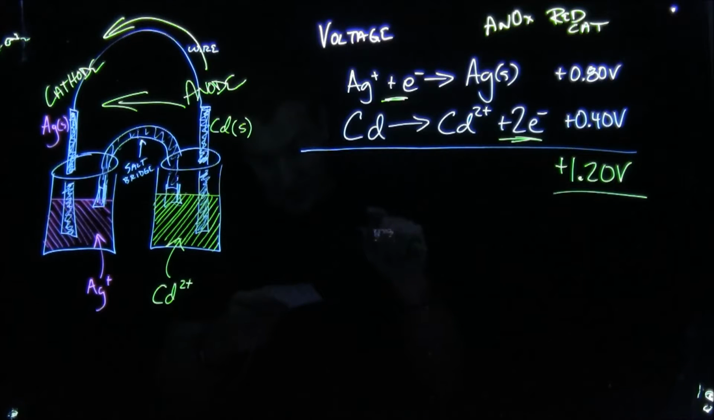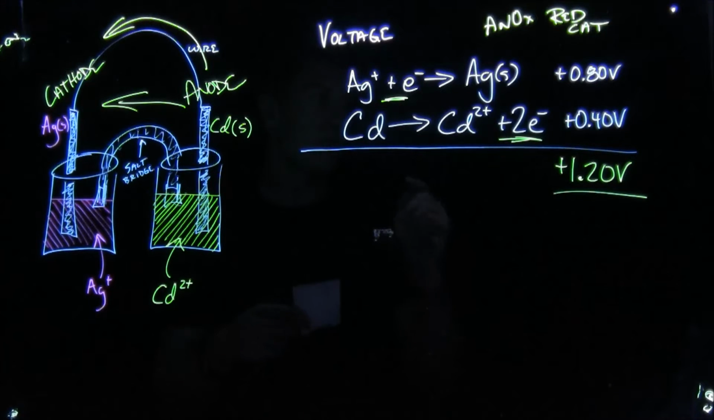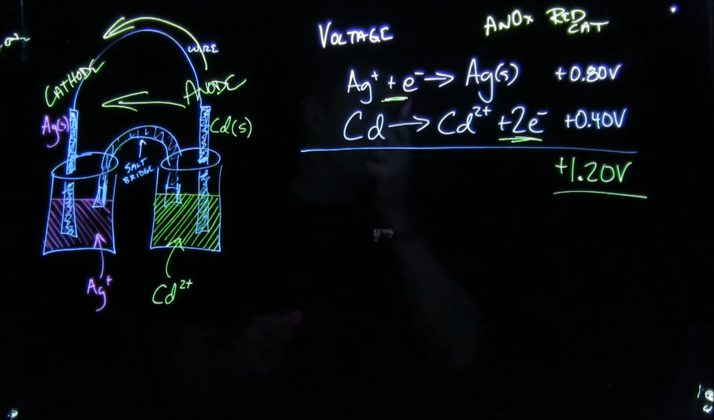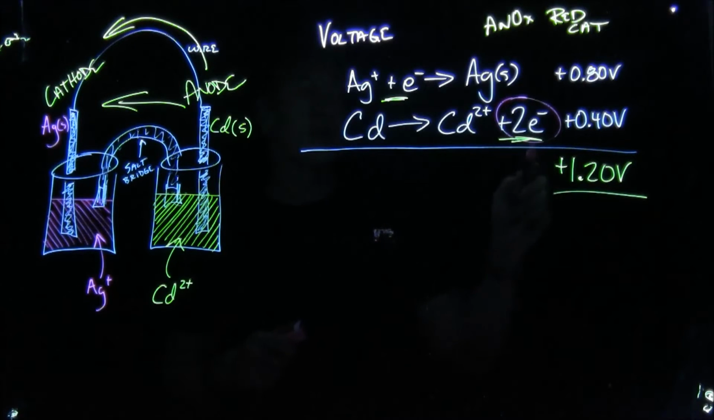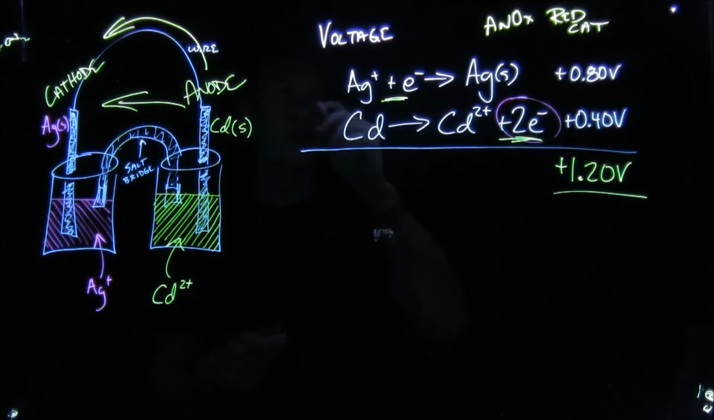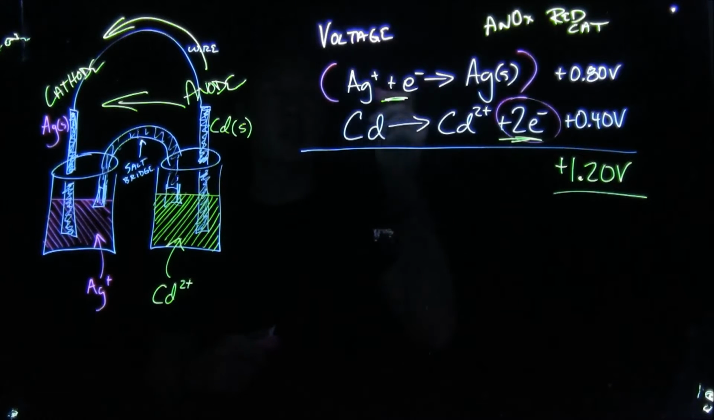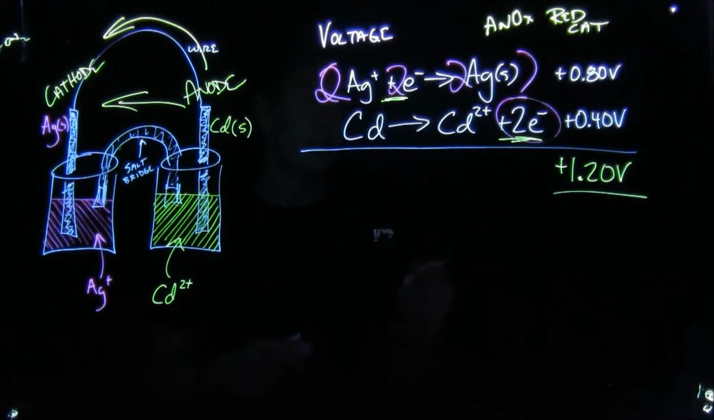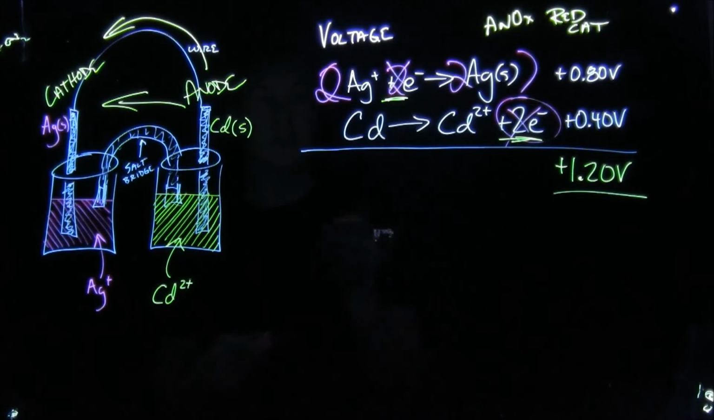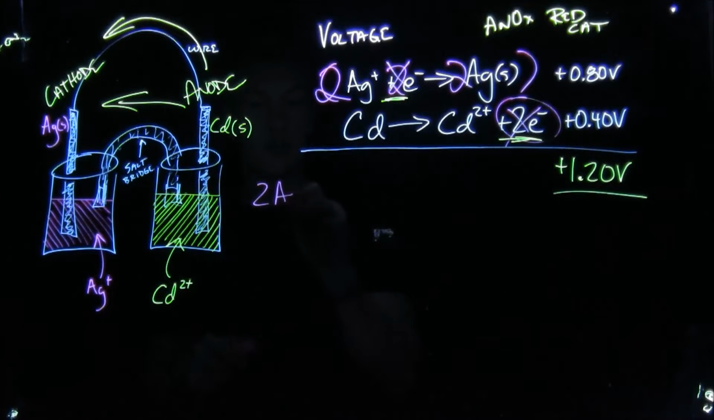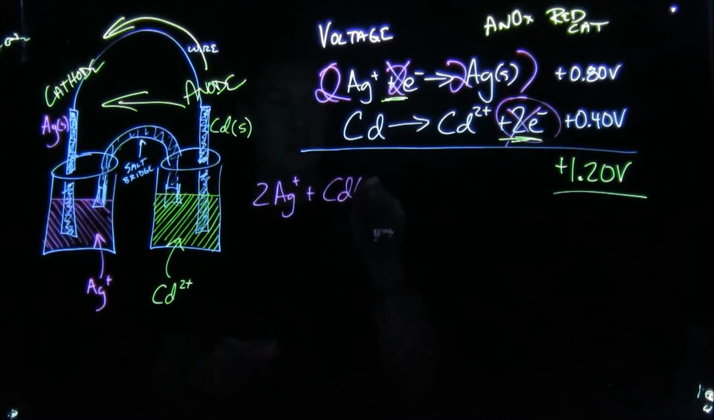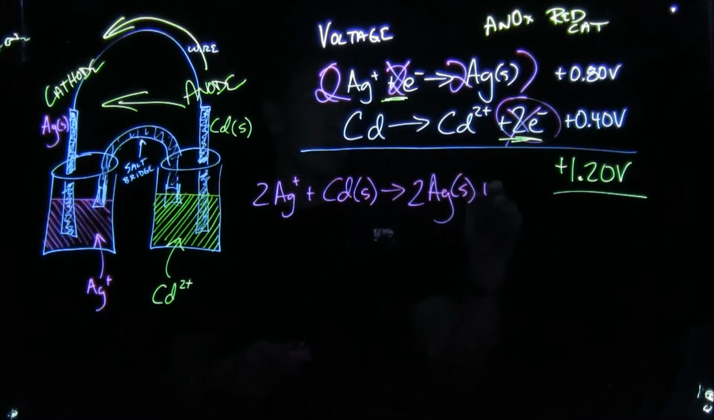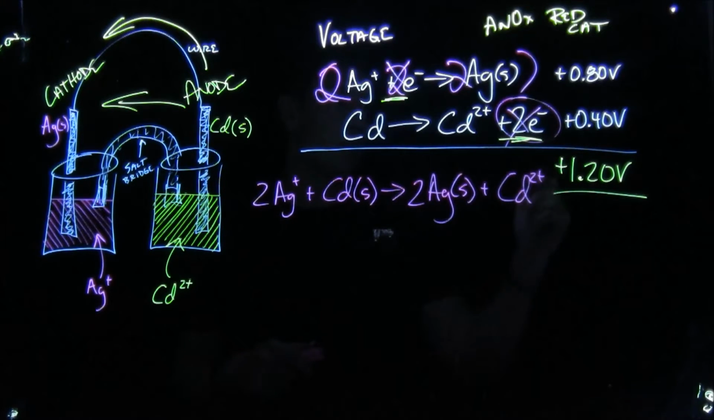And then we've got the overall reaction. Like any of our half reactions, the electrons have to cancel. So since the cadmium is cranking out 2 electrons, but silver is only taking in 1 electron, we would have to take this whole thing times 2. So we'll distribute that: 2 silver ions, 2 electrons, 2 silver solids. So the overall reaction, now electrons will cancel. It's going to be 2 silver ions plus cadmium solid reacts to form 2 solid silvers and 1 cadmium 2+ ion.